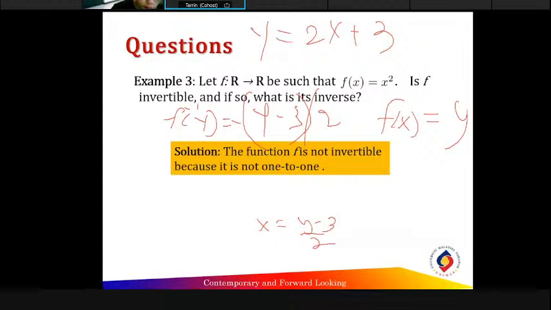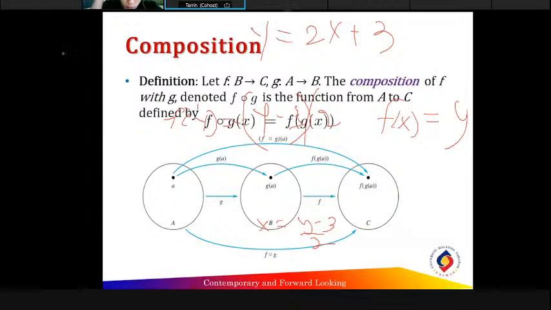So that's not onto. But it's also not 1-to-1 because a negative value of x would assign the same value as the positive x. So a positive x and a negative x will yield the same y value. So therefore, it is not invertible because it's not 1-to-1. Then this one here.